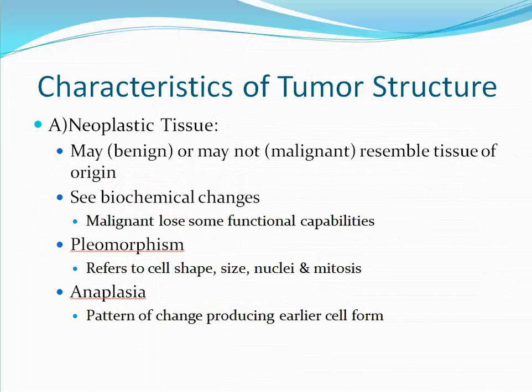Next, we will look at some basic characteristics of tumor structure. When looking at neoplastic tissue, it may, if it is a benign tumor, or may not, if it is a malignant tumor, resemble the tissue of origin. You will also see biochemical changes. For example, a malignant tumor may lose some of its functional capabilities. You often see pleomorphism. Again, this refers to the cell shape, size, nuclei, and rate of mitosis. You may also see anaplasia. This refers to the pattern of change producing an earlier cell form.